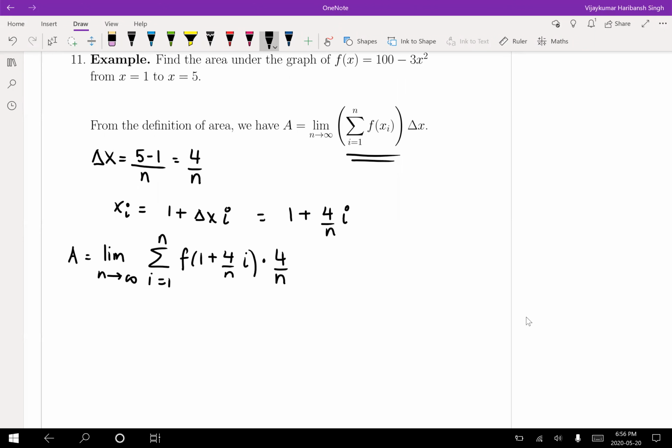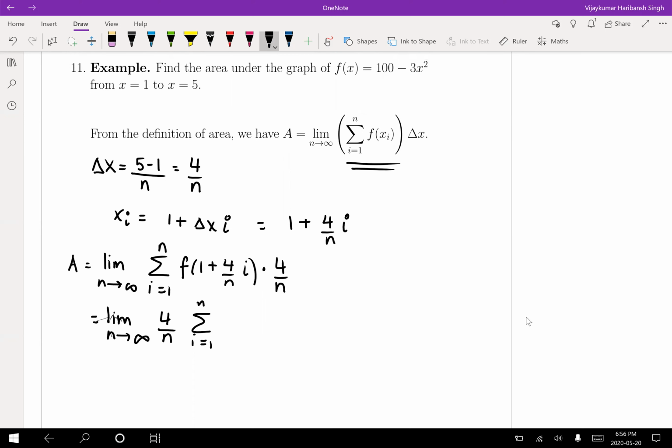Now you see whatever does not have i in it can be taken out. So this can be written as the limit as n goes to infinity, and 4 by n is common, so I can take 4 by n outside the summation. Now summation i going from 1 to n, 1 plus 4 by n i. What is f of that? That is going to be 100 minus 3 times, instead of x, I have 1 plus 4 by n i, the whole square.